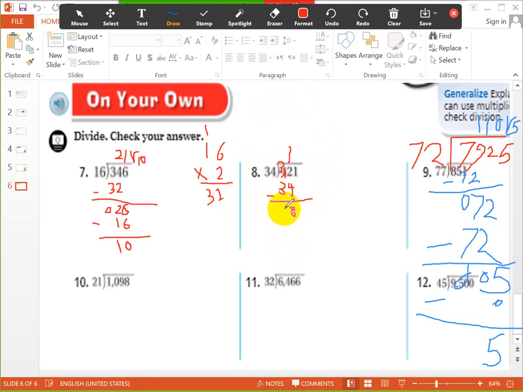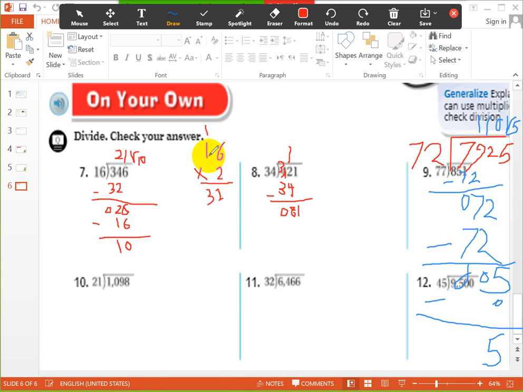3 minus 3 equals 0. Now I will regroup the numbers, so I will take the 1 and put it next to the 8, so it will be 81. Now 81 divided by 34. How many 34s in 81?